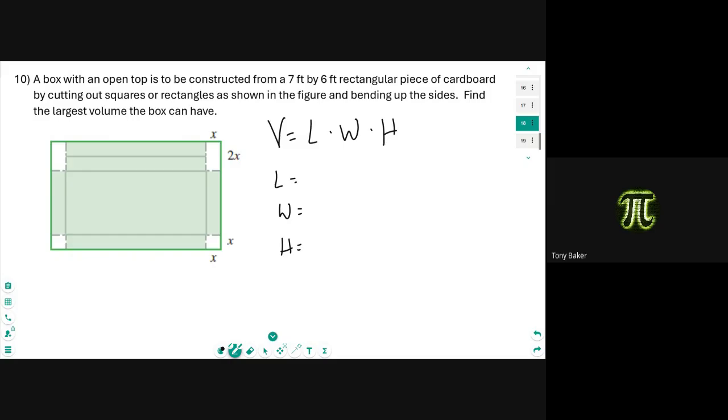So length is going to be what? 7 feet, but I'm taking away 2x. And the width is going to be what? Correct. Because I have the 2 x's there and an x there. And then my height is going to be x.